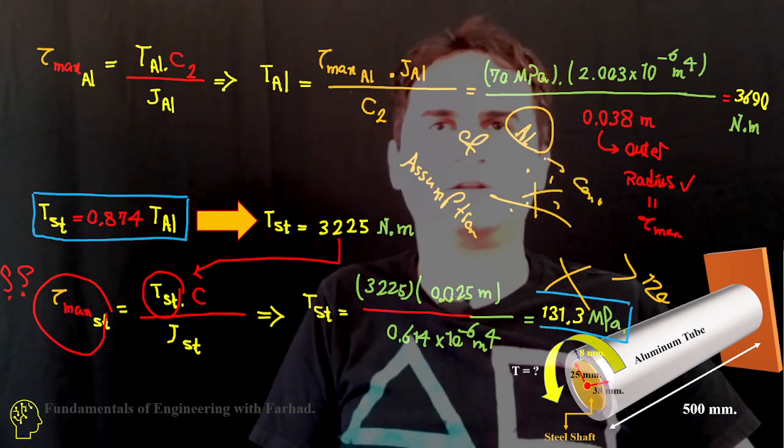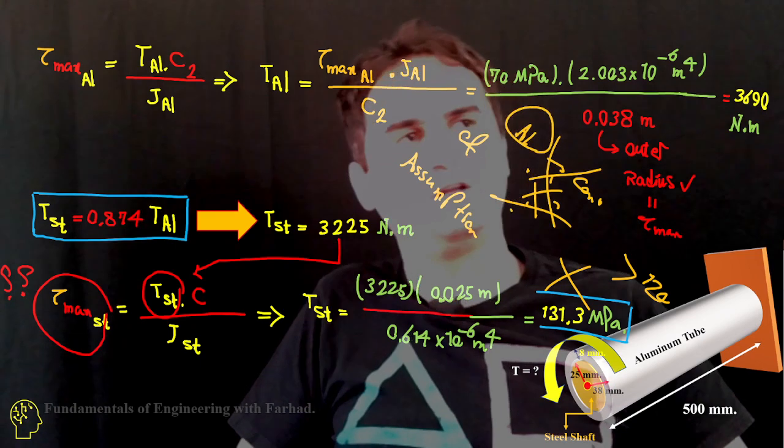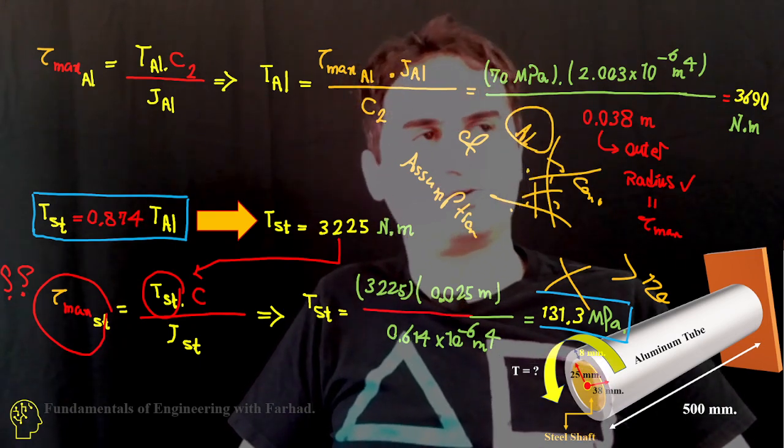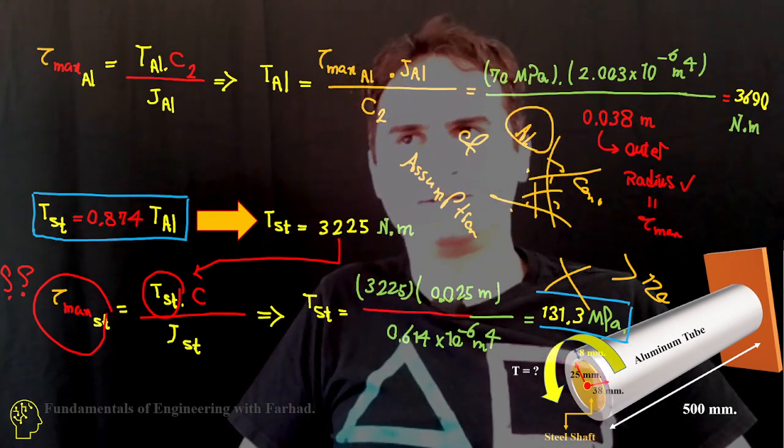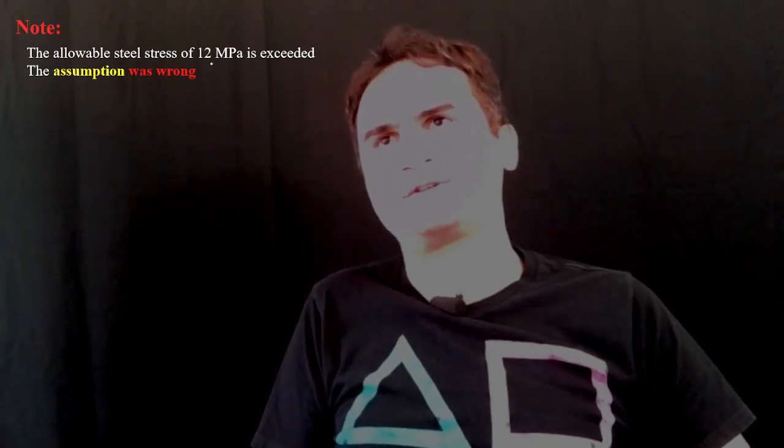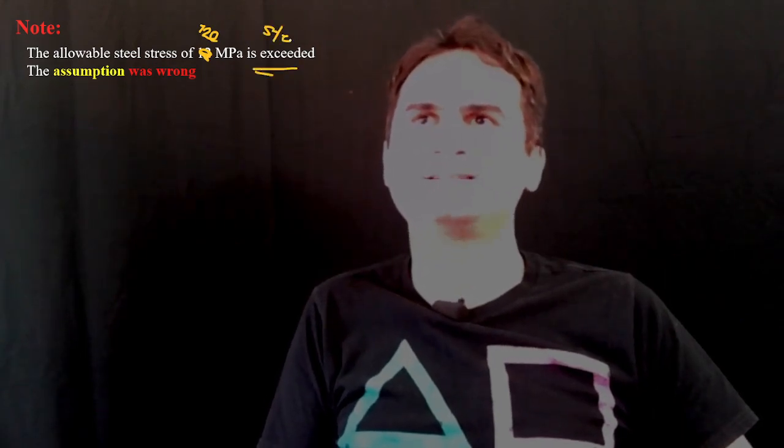This is not this condition. So definitely if aluminum is not controlling, then definitely steel is the controlling part, because the allowable stress of 120 megapascal for steel is exceeded.